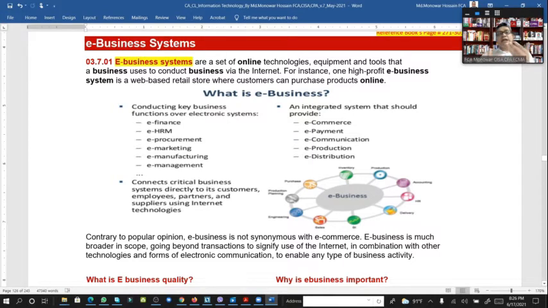E-business means conducting key or main business functions over electronic systems, such as e-management, e-manufacturing, e-marketing, e-supply chain management, e-production, e-procurement, e-HRM, e-finance, all within e-business. It connects critical business systems directly to customers, employees, partners, stakeholders, suppliers, creditors, and debtors, all using internet technology. E-business is an integrated system that should provide e-commerce, e-payment, e-distribution, e-production, and e-communication. So everything with an added E means e-business.